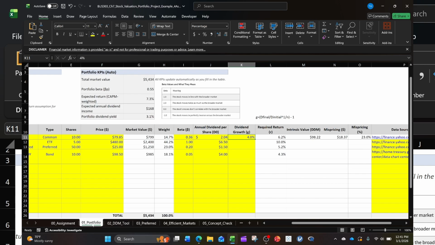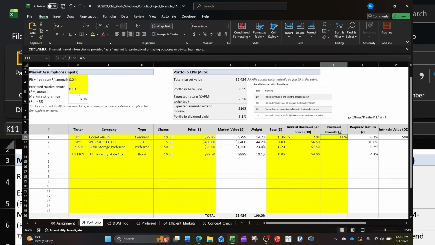Here is the portfolio. Let me go to the start of this. Here we go. We have market assumptions. I've already put in some assumptions for you: 0.04 for your risk-free rate, and an expected market return of 0.10, which when you subtract them gives you a 6% market risk premium.